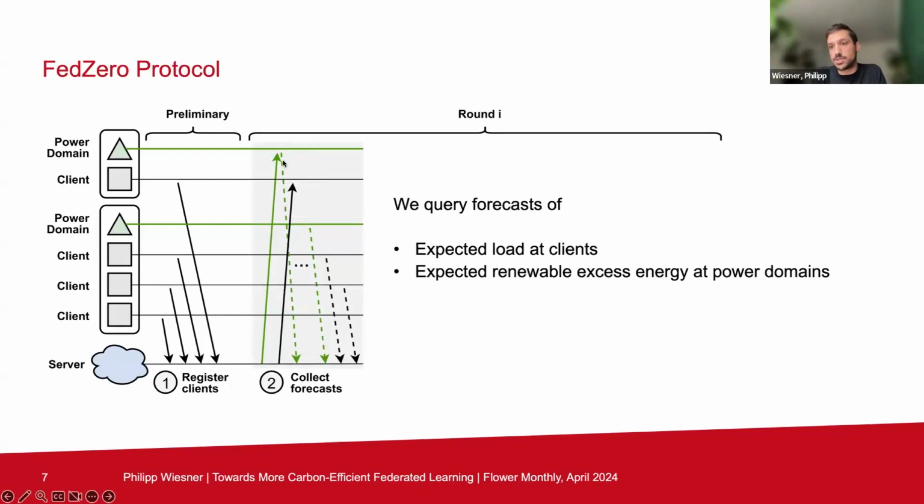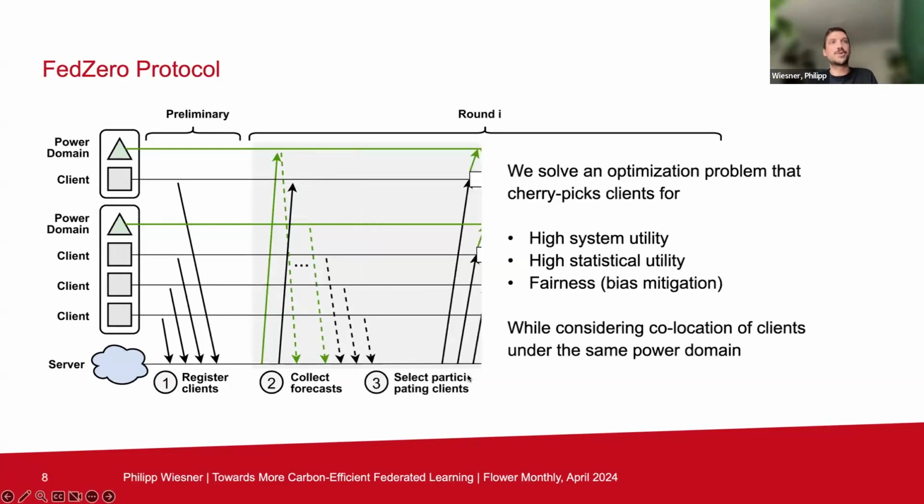So this is mostly based on weather forecasts then in most cases. And after all these forecasts are collected, we can run our optimization problem, which I'm not going to explain in detail. But what we're doing is we're cherry picking clients that have a high system and statistical utility. These two metrics are very, very common in client selection approaches. So we want fast training rounds and we want valuable training rounds.